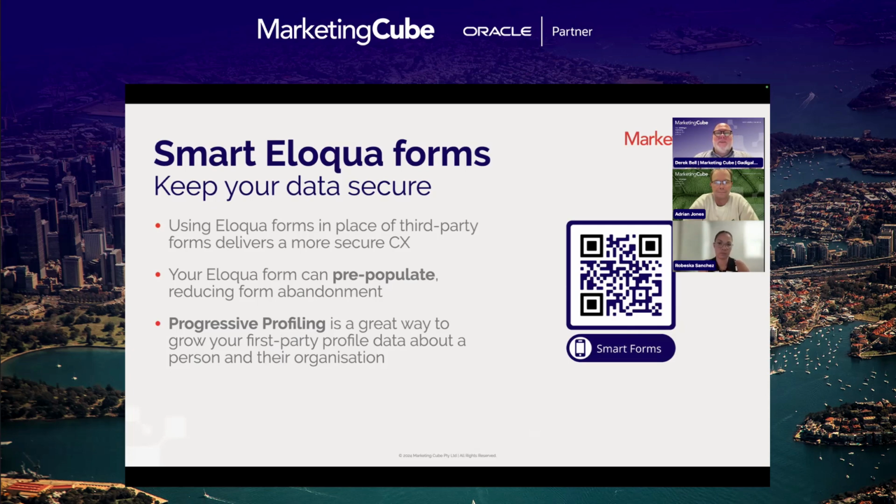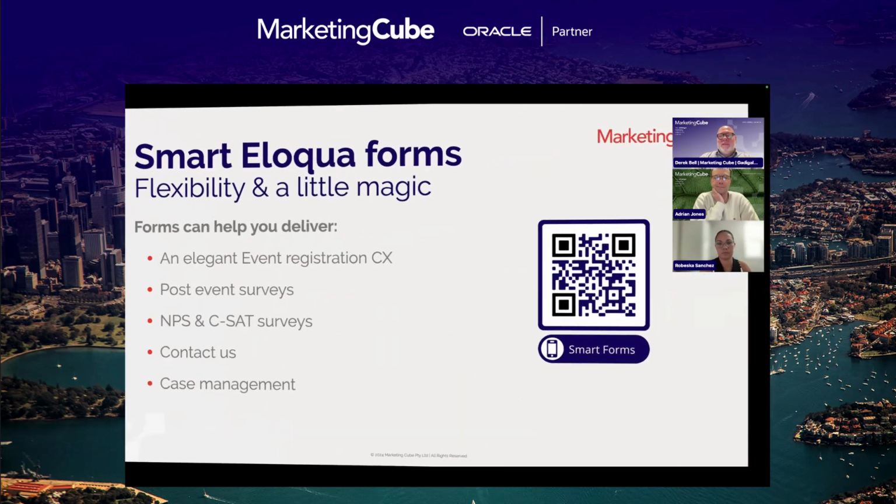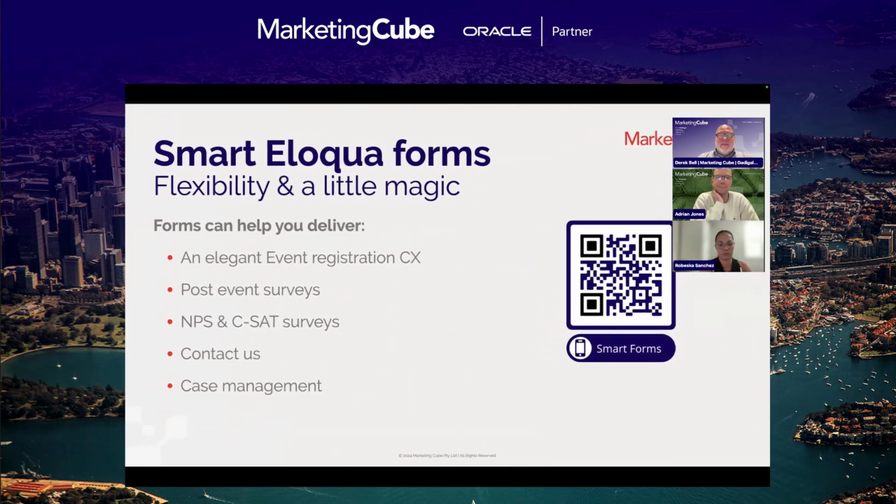But your Eloqua forms on Eloqua landing pages, and that's the caveat, Eloqua forms on your Eloqua landing pages can pre-populate, and that's a really key function. Progressive profiling is another great function to help you get more information instead of asking the same questions every single time. Feel free to scan that QR code, by the way.